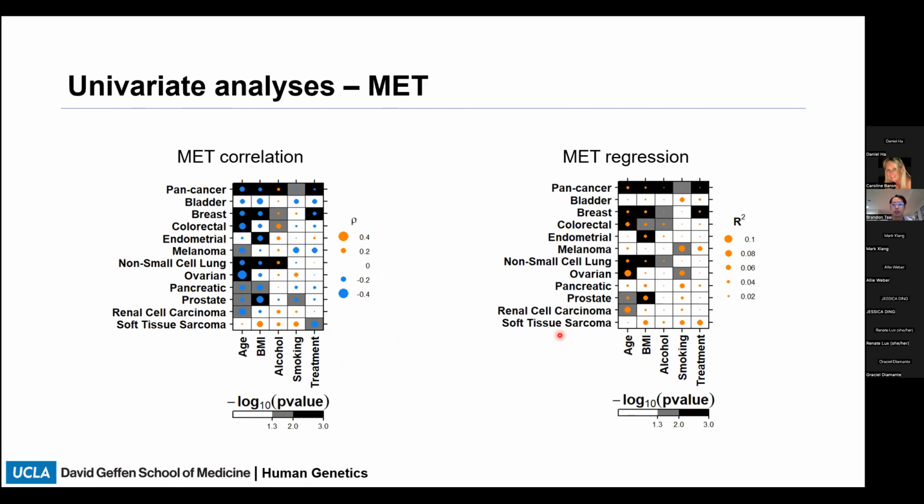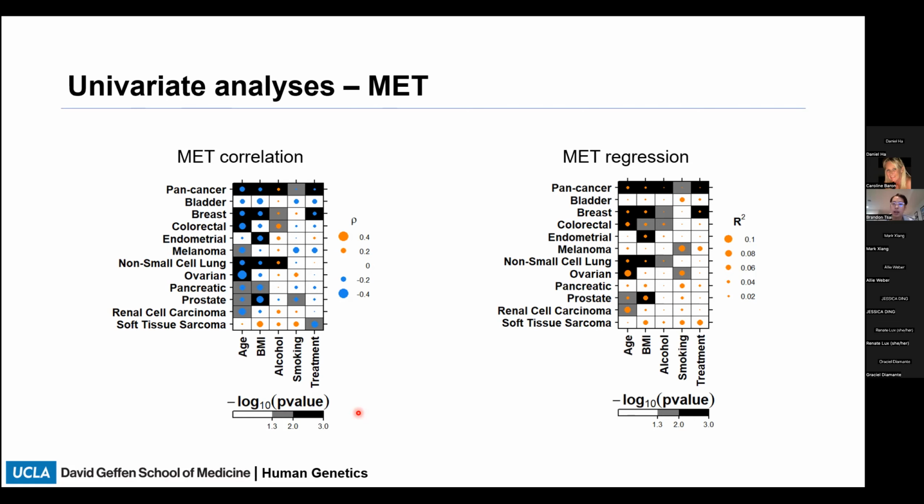All right, so let's also take a look at individual cancer types. These are dot maps. So the size of each dot is the effect size. The color of the dot is the direction of the effect size. And then the background shading indicates the p-value. So on the left, we're looking at Spearman's correlation again, where the effect size is Spearman's rho. And on the right, we are looking at a simple linear regression where the effect size is the R squared.